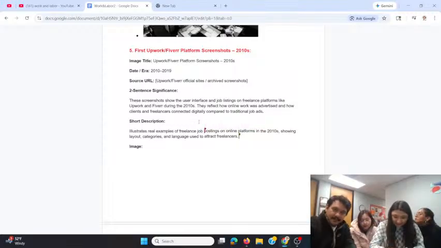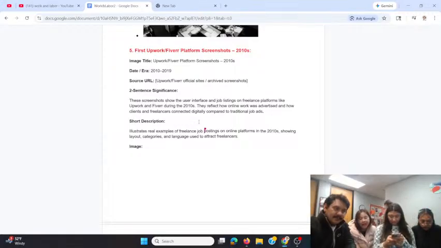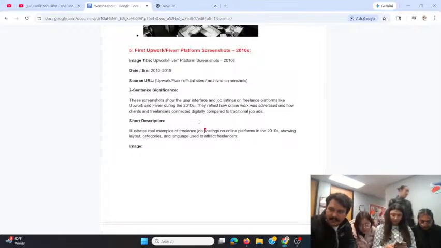And this one is about the first Upwork and Fiverr platform screenshot in 2010. The title is Upwork Fiverr platform screenshot from 2010 to 2019. This is also the user interface and job listing on freelance platforms like Upwork and Fiverr during the 2010s, and they reflect how online work was advertised and how clients and freelancers connected digitally compared to traditional job advertising. It's a real example of a freelance job posting on an online platform in the 2010s, with the layout and categories to attract freelancers.